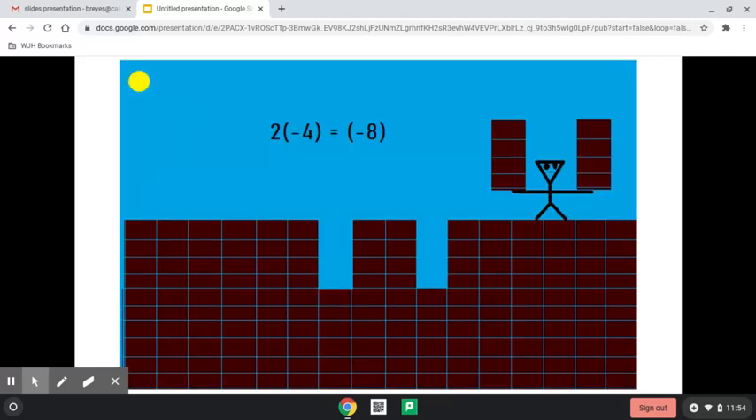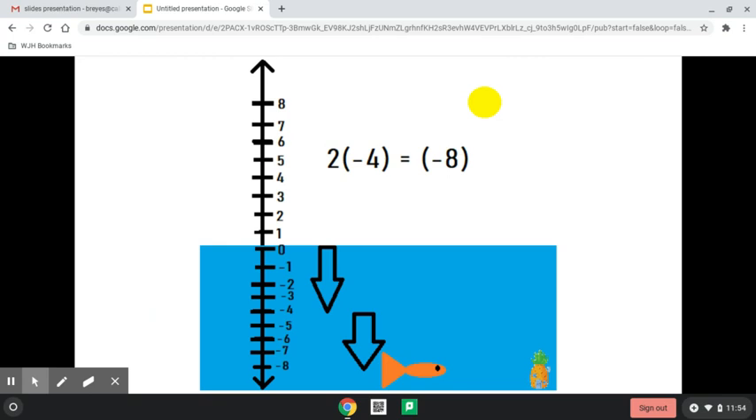If Fib dug 2 4-foot holes and took the dirt away from them, he would have stolen a total of 8 dirt cubes from Bob. If a fish began at sea level and swam down 4 feet once and twice, swam down 4 feet twice, it would have swam down a total of 8 feet, putting it at 8 feet below sea level, or an elevation of negative 8 feet.